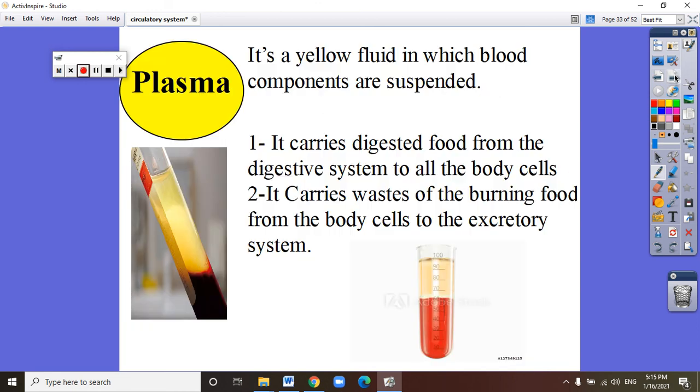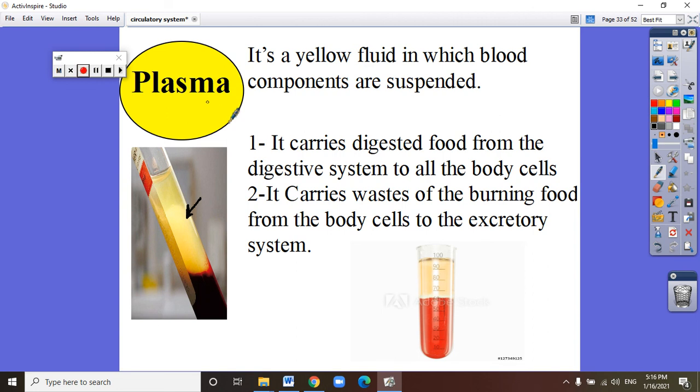Okay, then we take the plasma. The plasma is a yellow fluid. That's the plasma, in which the blood components are suspended. The plasma is a liquid in which the red blood cells, the white blood cells, and the platelets are swimming, and the plasma gives the blood its fluidity. It makes the blood a fluid material, because the red blood cells, the white blood cells, and the platelets are solid materials.